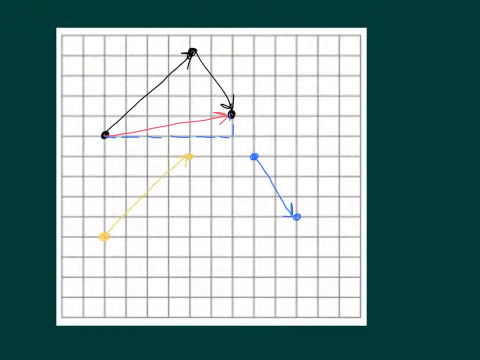It's literally a right triangle there. How many boxes over is the red vector? How many boxes to the right is it? 1, 2, 3, 4, 5, 6. And how many boxes up? 1. So this is going to be a length of 6. This is a length of 1.